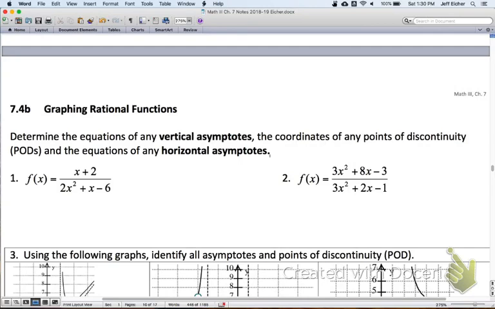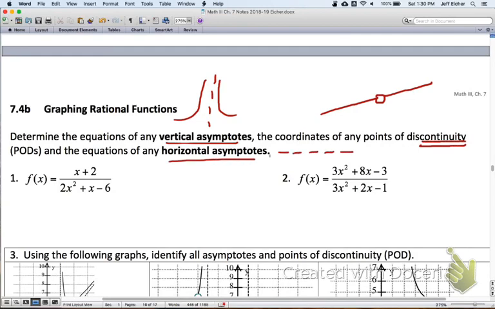So we got vertical asymptotes that look like this, little vertical dashed line that the function approaches. Points of discontinuity, which is the line going along, minding its own business, and then there's a big hole in the line, and then it just continues. That's a point of discontinuity. It is not a continuous line, it is discontinuous. And then a horizontal asymptote, that would be a horizontal dotted line that we saw when we had exponential functions in the last chapter.